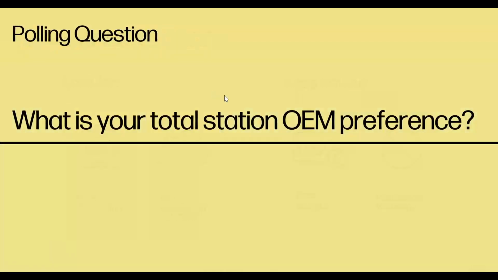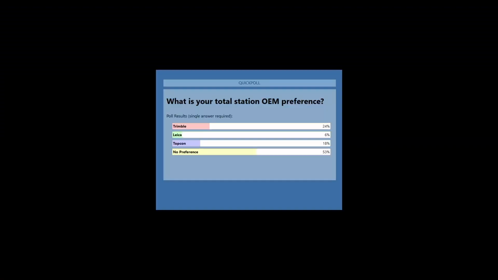So the next polling question from Tal is, what is your total station OEM preference? So OEM means the people that make the total station. So Topcon, Trimble, Leica, or someone else. So 53% has no preference, 18% for Topcon, Leica 6%, and Trimble 24%.